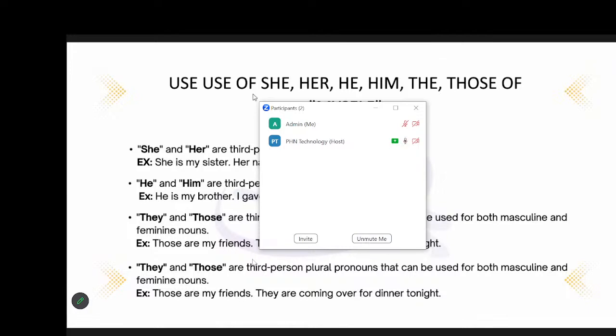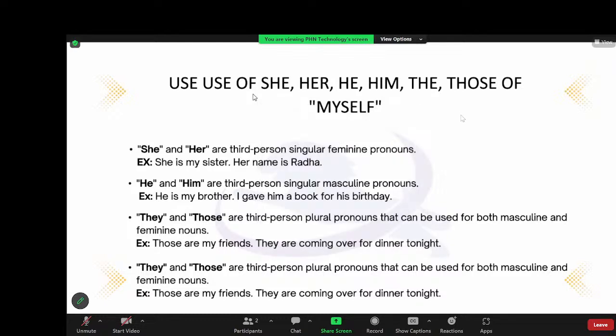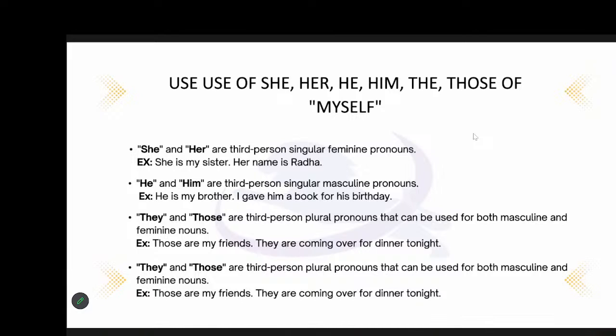So they and those. They and those are third person plural pronouns that can be used for both masculine and feminine nouns. Now, for example, if there are two people sitting there, okay, and then if you call her she, it's not going to look good, right? So when you're talking about a third person, you need to mention that person. Now, for example, those are my friends. They are coming over for dinner tonight. Now, for example, you are telling your friends that you're going out for dinner. But obviously, you're not going to mention that person's name every now and then, right? So you're going to say, those are my friends. They're going to come for dinner tonight.